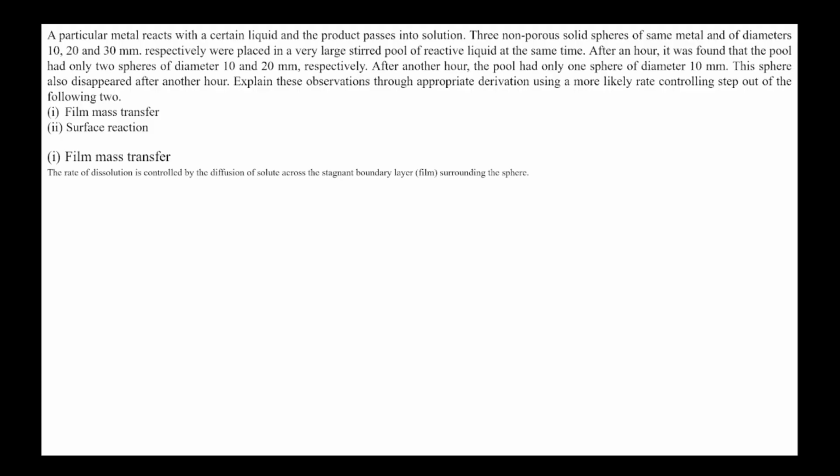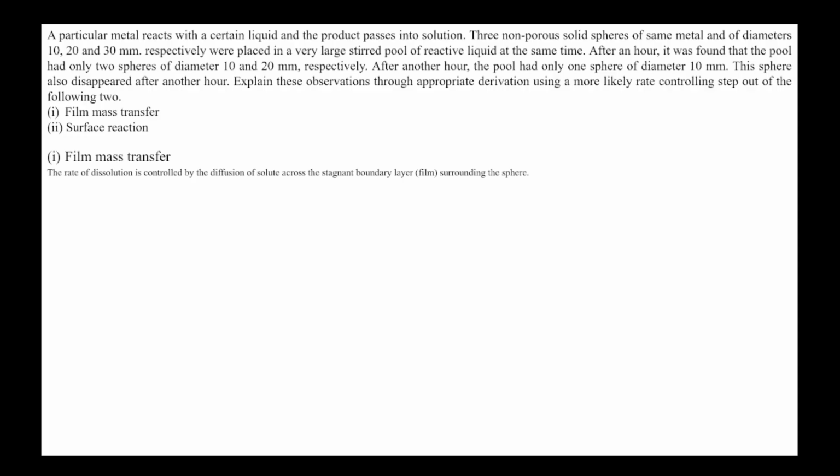After an hour, it was found that the pool had only two spheres, diameter 10 and 20. That means the 30 mm sphere is completely dissolved. After another hour, the pool has only one sphere, 10. That means after 2 hours the 20 mm sphere dissolved, and after 3 hours the 10 mm also dissolved. Explain these observations through appropriate derivation using a more likely rate controlling step out of the options.